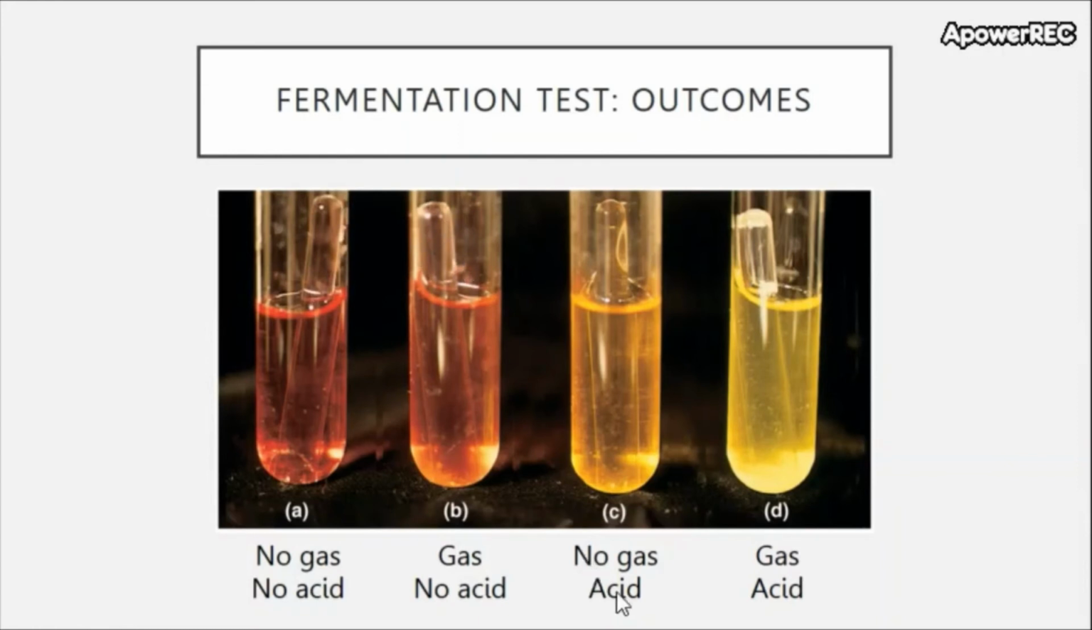You can also have no gas and acid production. As we can see, there's no bubble that rose up through the Durham tube, but there was acid production here. And then finally, in D, we have gas and acid. Here's the yellow pH indicator and a clear bubble at the top, as you can compare it to the other tube, which is just solid yellow.